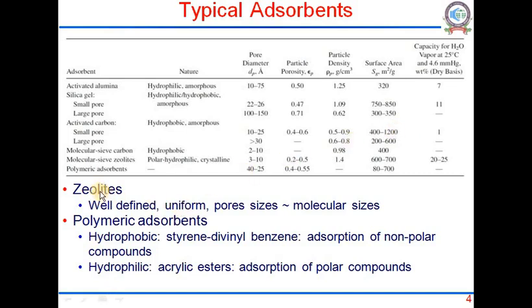These zeolites have very uniform pore size, and the pore sizes are of the order of the size of the molecule. That allows us to do molecular level separations, for example, paraxylene and metaxylene separation. Some of these polymeric adsorbents could be hydrophobic if they are made from, let's say, styrene and divinyl benzene, and they could be used for adsorption of non-polar compounds. Some polymeric adsorbents could also be hydrophilic. For example, if they are made from acrylic esters, then they can be used for adsorption of polar compounds.